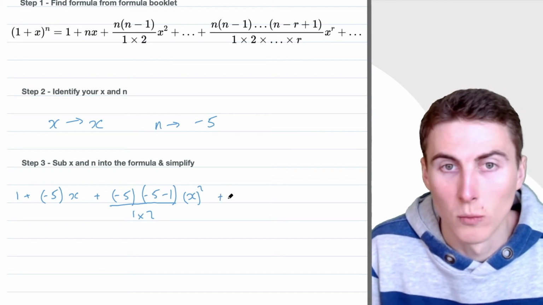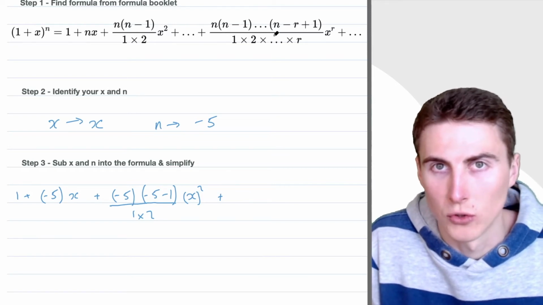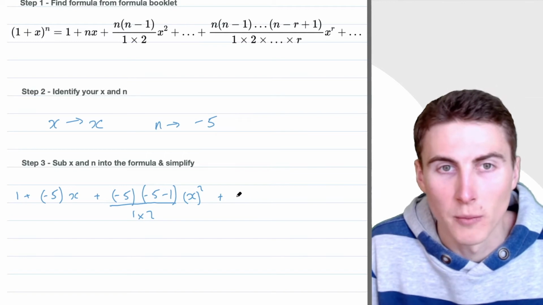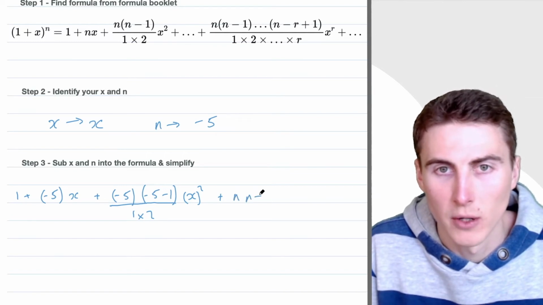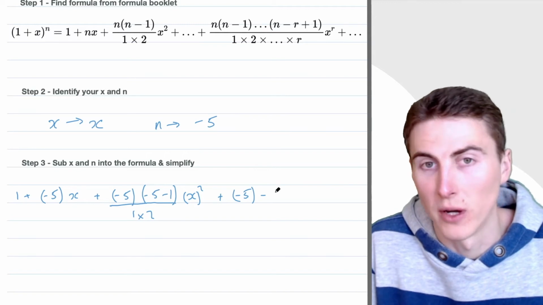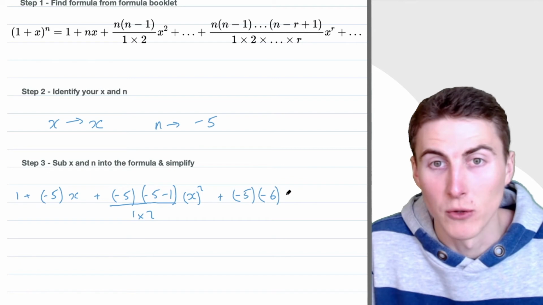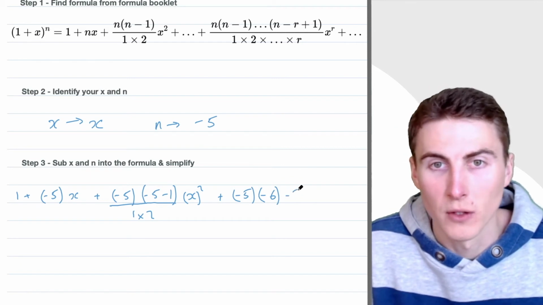And then we just need to do one more term. They haven't really told us what to do because this is the very last term, but basically we do our n, which is minus 5. Then our n minus 1, which is minus 5 minus 1. So I'm actually going to simplify it this time. And then we do that minus 1 again, that becomes minus 7.